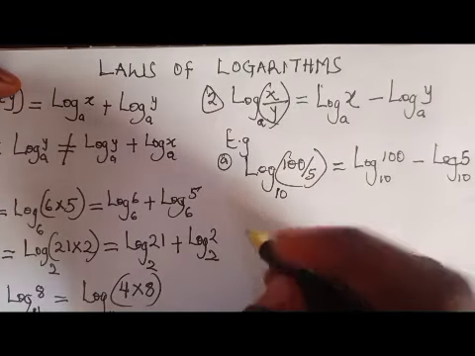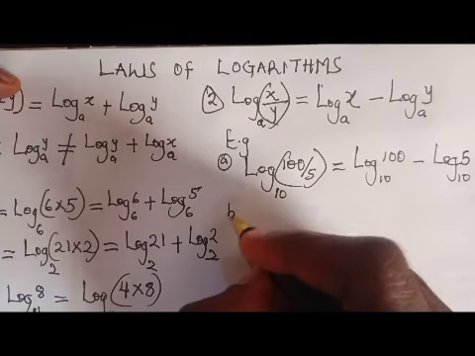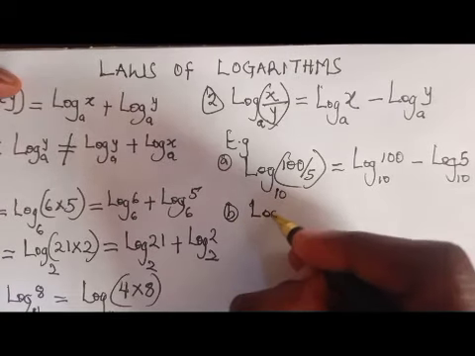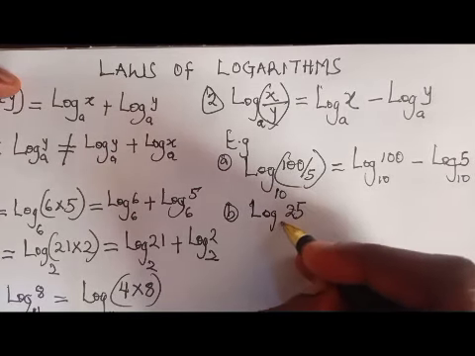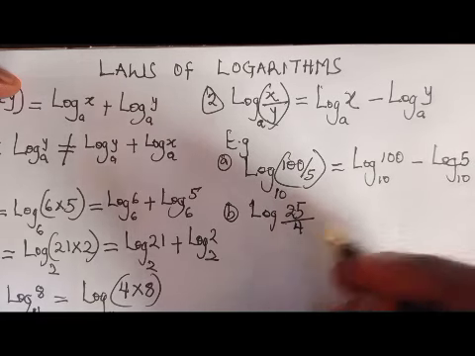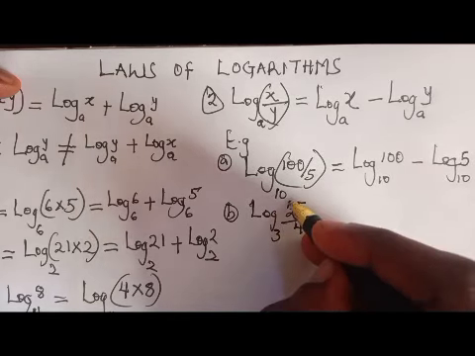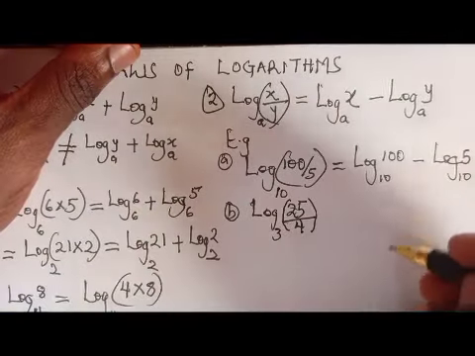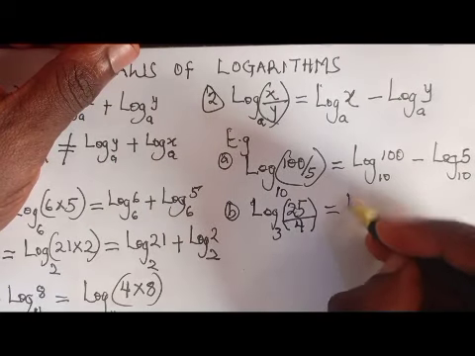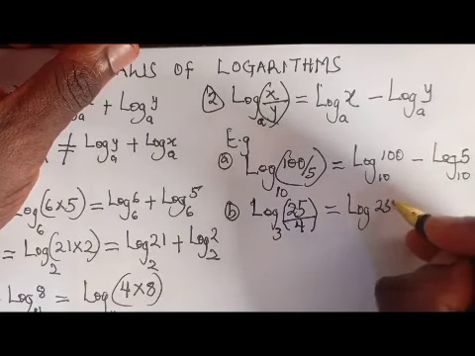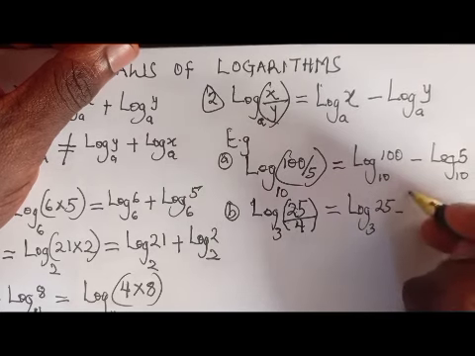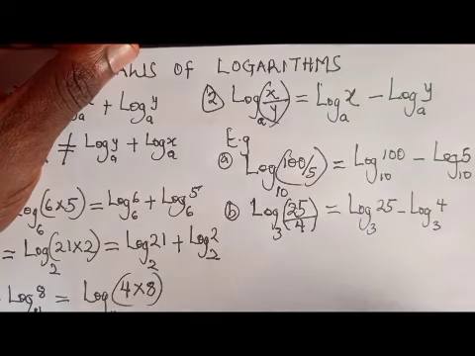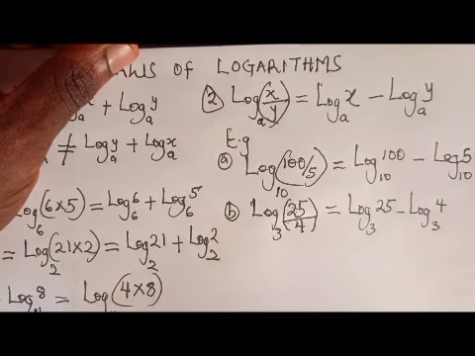So I'm going to take another example again. Let's say I am given, let's say log 25 over 4 in base 3. This is a single fraction again, remember. 25 over 4 in base 3. This is simply going to give me log 25 in base 3 minus log 4 in base 3. So that's what this particular law is telling us.